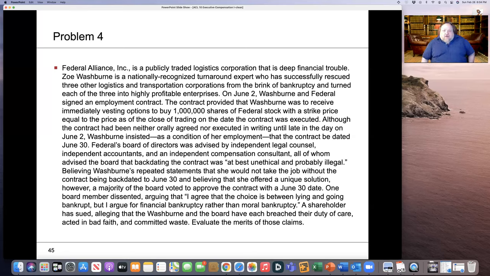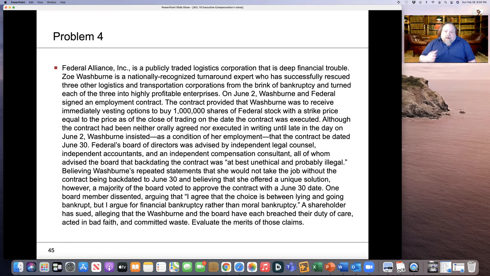Although the contract had not been executed until late on June 20, Washburn insisted as a condition of her employment that the contract be dated June 30th. Why would she do that? Well, she's anticipating that there'll be an immediate blip up in the stock price when this vaunted turnaround expert joins the company, but that then it'll drop off again.